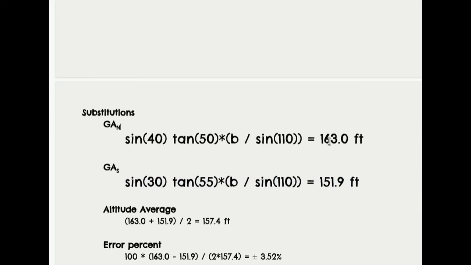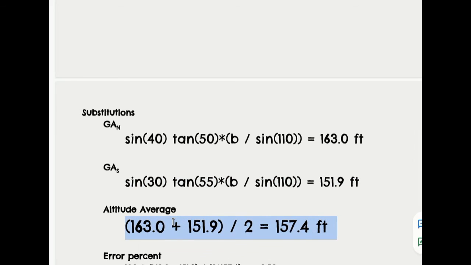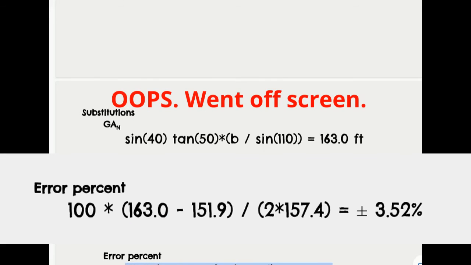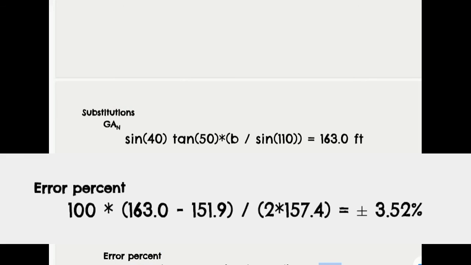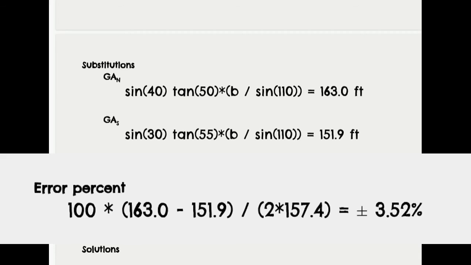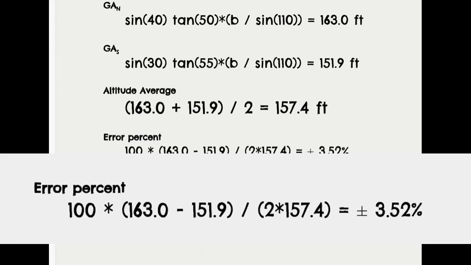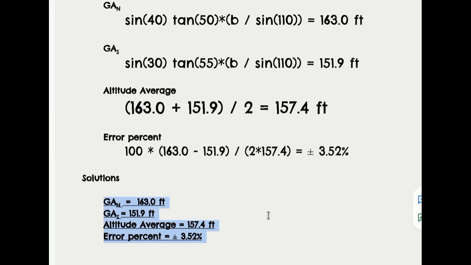So we calculate the north observer altitude and the south observer altitude. Then we find the average. So we find an average of 157.4 feet. And we calculate that error percent. So remember, when you plug this into Canvas, put in only the 3.52. If it's negative, just put in 3.52. All right, and I always like 4 significant figures on error percent, so put in the 4 significant figures just for good measure to make sure your answers are correct. And then finally, here are all of my solutions.